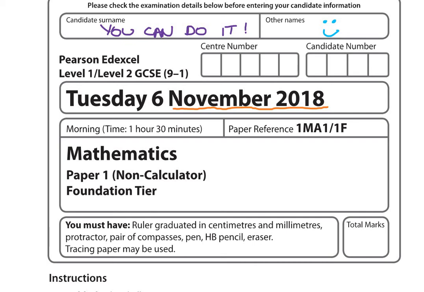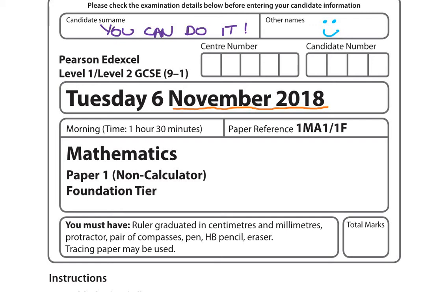Hi guys, welcome back. As we're all going back to school soon, I thought it would be really appropriate to start really focusing on uploading past paper solutions. And this is actually my first foundation tier paper. It's the Edexcel November 2018 paper 1, and that's a non-calculator paper.